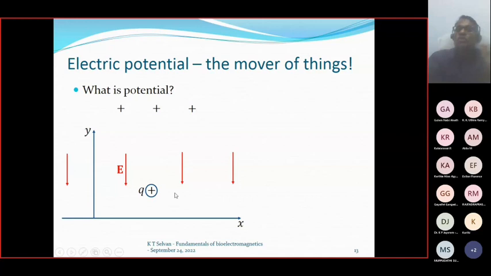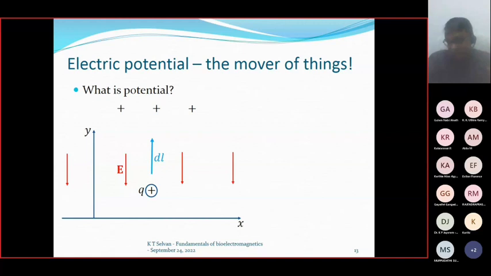Now I want to move a positive charge Q, so this is my positive charge Q, over a distance dl against the field. You see, if I just leave it here, the charged particle will tend to move in the direction of the field, right? Is it not? Because that's also a positive charge. But then I want to move it against the field over a distance dl. So that is not possible unless an external agent does work.